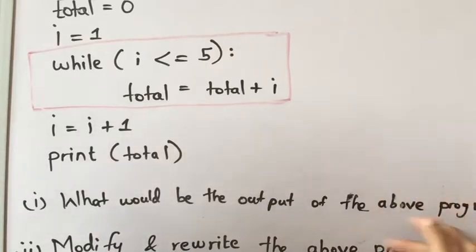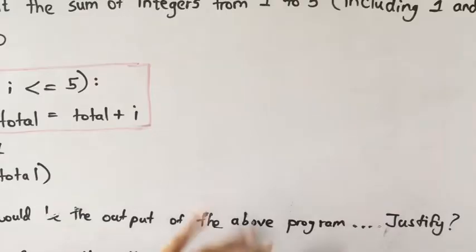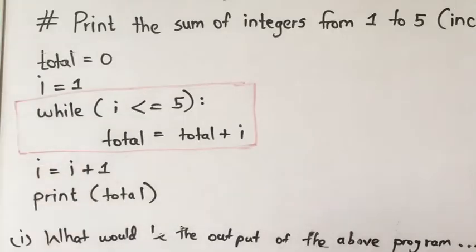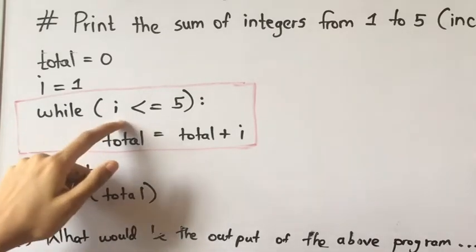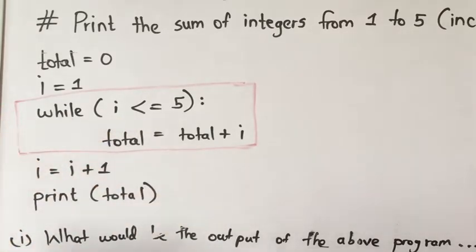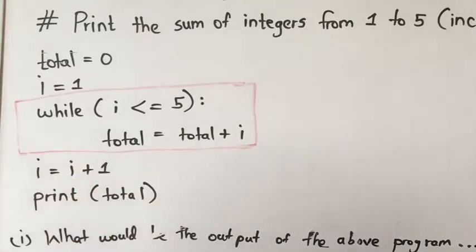So for the output of the above program, there would be no output. This code is going to keep on running. This code is never going to stop. Justify it by saying that this is an infinite loop and the value of I is not getting changed inside the while loop. So it is actually a mistake. It is outside the loop. You can justify that in your own words.